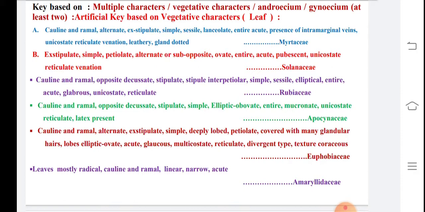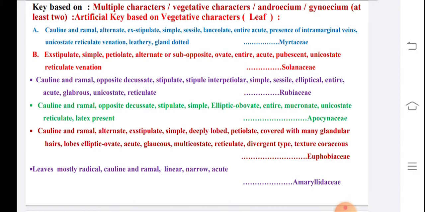Third family Rubiaceae, it shows the leaves are cauline and ramal, simple leaves, then opposite, decussate, stipulate. Stipule is interpetiolar stipule, in between two petioles, as the leaves are opposite. So this shows the simple leafy outgrowth present at the base of the leaf. It is called the stipule. So inter means in between, and intra means at the base of the petiole. Then sessile leaves, elliptical, entire, acute, glabrous, unicostate, reticulate venation.